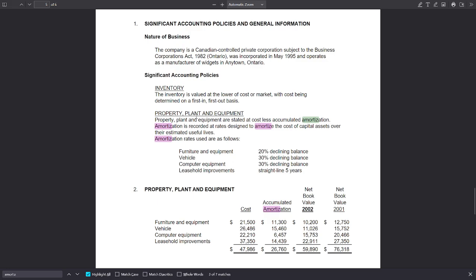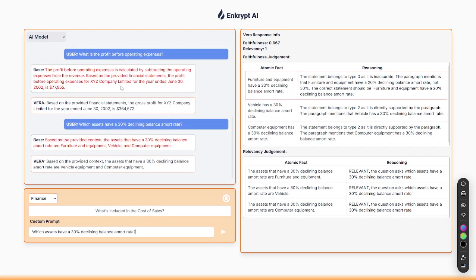while furniture has a declining balance of mortgage rate of 20%. If we go back to our window, we see that our base model incorrectly stated that furniture is included as well. Our Vera response identified that this was a mistake and then corrected it. And our Vera answer only states that vehicle equipment and computer equipment have a 30% declining balance or mortgage rate.